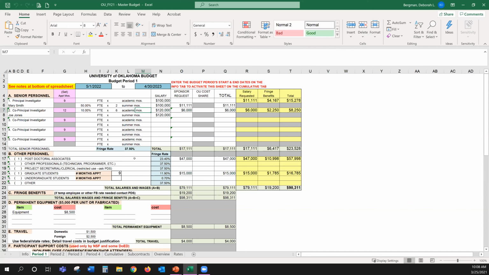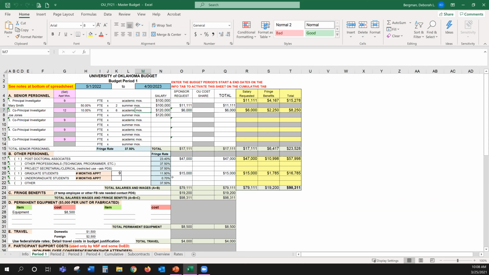For other personnel, you enter the number of employees for each category, and for students, you enter the number of months that they will be working on the project. These cells aren't used in any calculations, but they're used when we do the application for the sponsor. The graduate college has a minimum salary for GRAs, and your PDS can provide that information. But most departments use a higher rate, so check with them too.